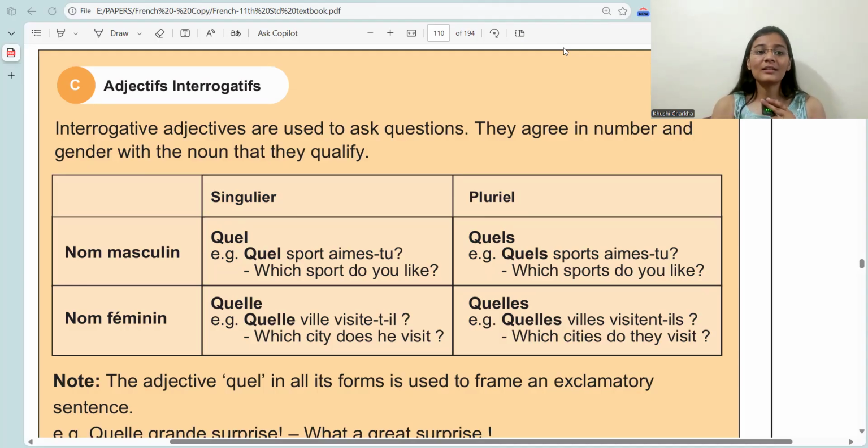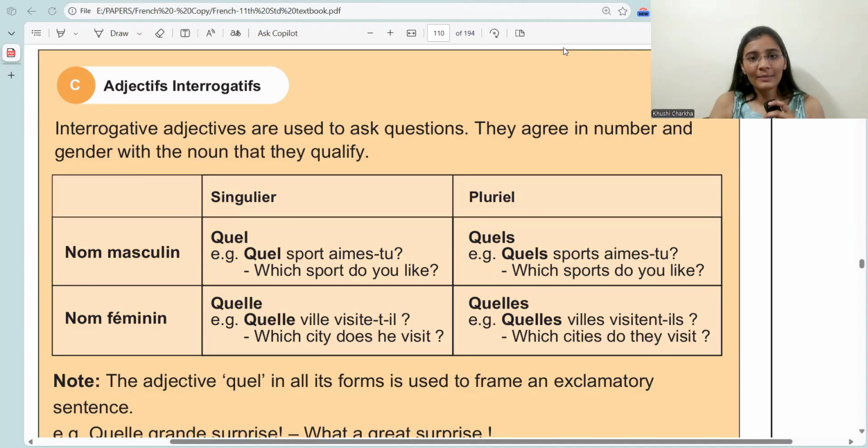Now, which are the interrogative adjectives? There are four interrogative adjectives, pretty much easy. For masculine singular, and the meaning of all these four is the same. What is the meaning? Quel means what or which. All of these words which you can see here, the four columns, all mean what or which.